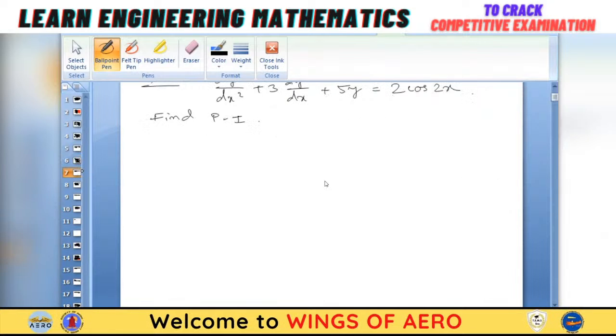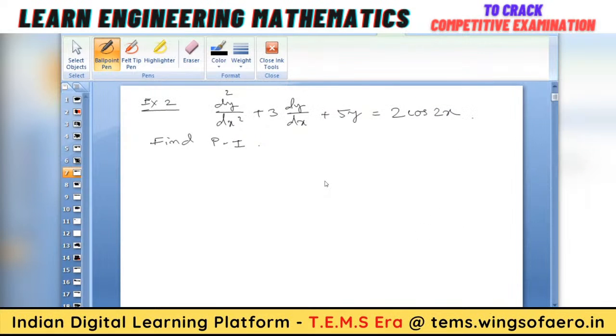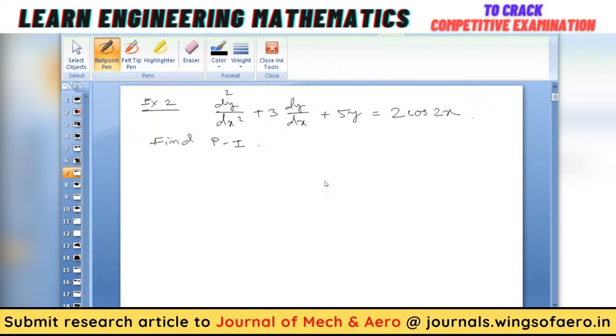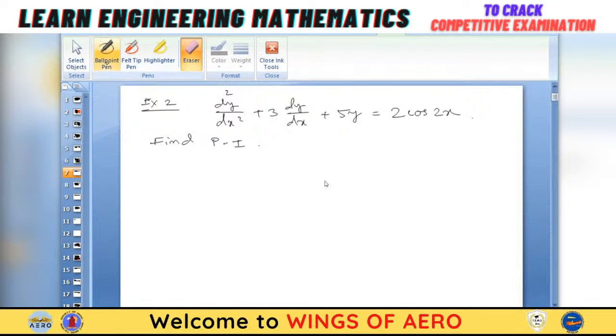Next, solve this one. Look at this. The right hand side is also cos 2x. So d square is equal to minus a square, but there is a d y by d x term. Then what should we do? Okay, try this, then I will solve it.